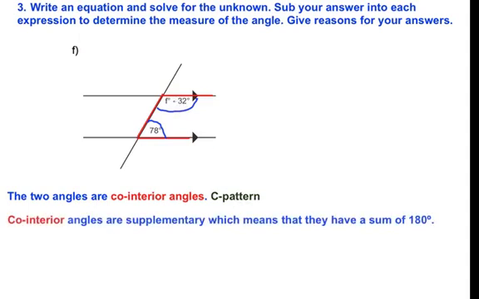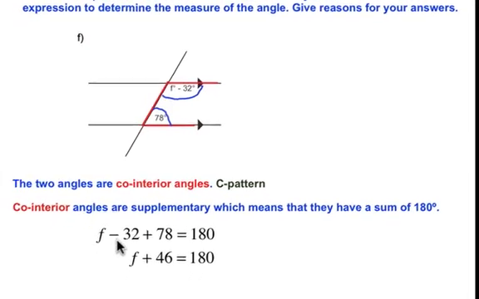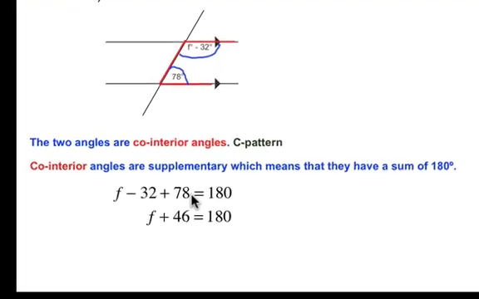So this tells us, now co-interior angle is a little bit different than alternate and corresponding. These two angles are supplementary, which means that they have a sum of 180 degrees. So that means that if we add these two angles together, the sum of the two is going to be 180 degrees. So we can write this as an equation, and it's going to be f minus 32 plus 78 is equal to 180. So we're going to simplify, and minus 32 plus 78 equals positive 46. So this simplifies to be f plus 46 equals 180.